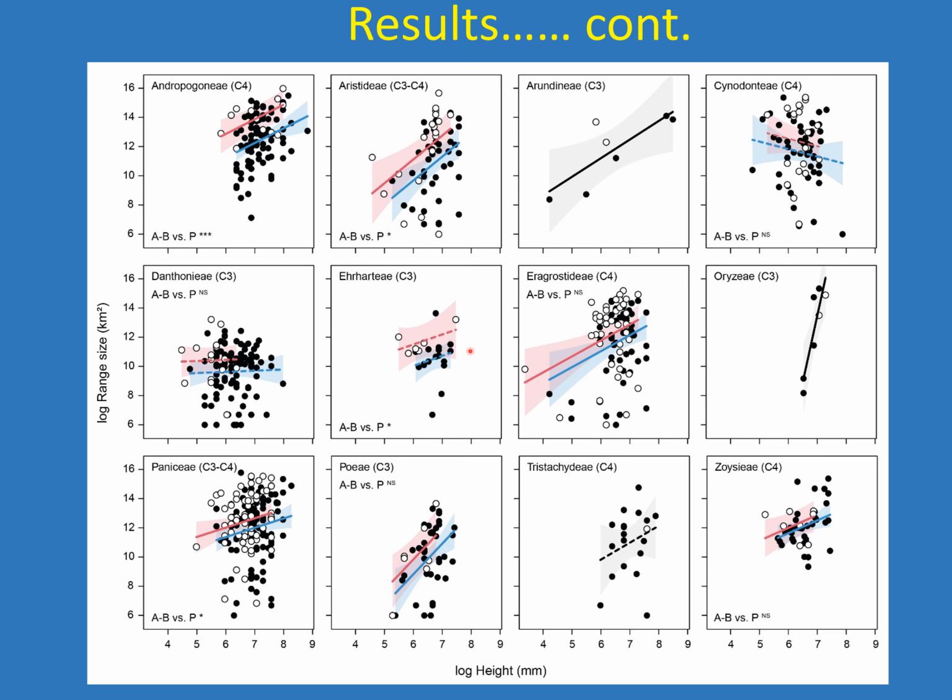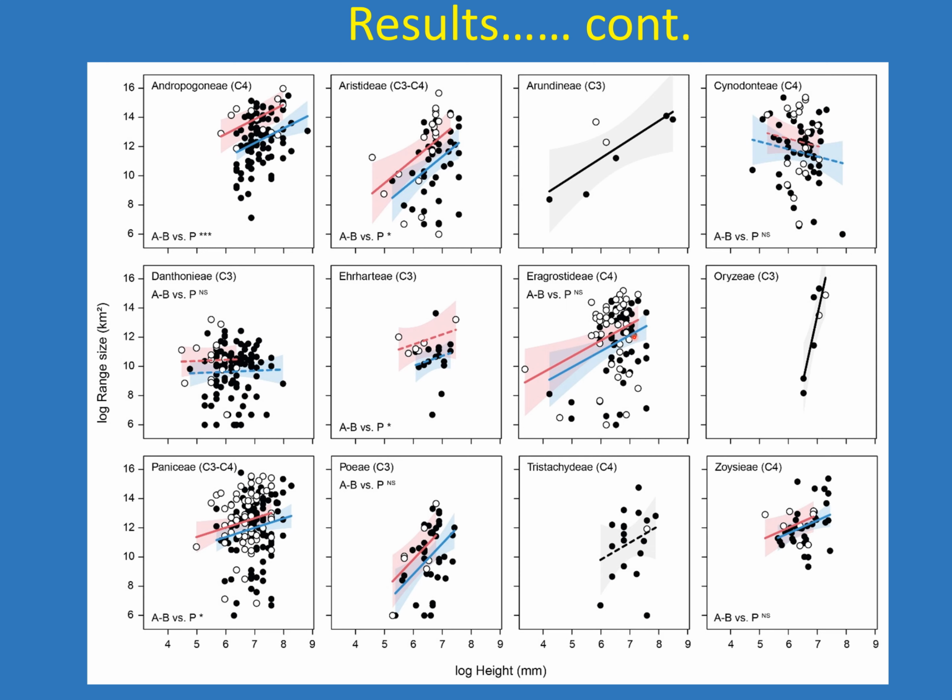Another result: the solid lines represent a significant effect of plant height and the dashed lines represent a non-significant effect of plant height. The red line and shade represent annual-biannual species. The blue line represents the perennial species. The black line with gray represents all lifespan categories.